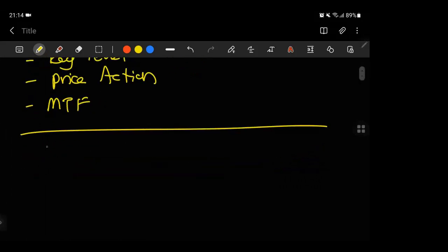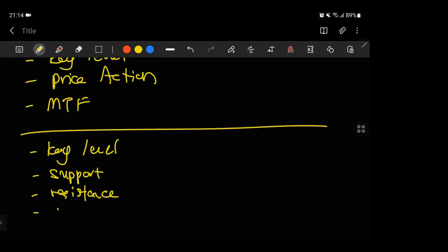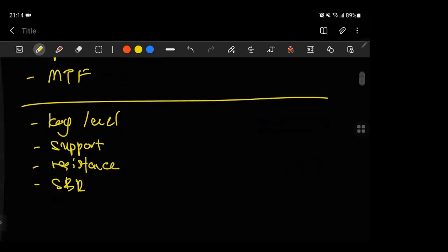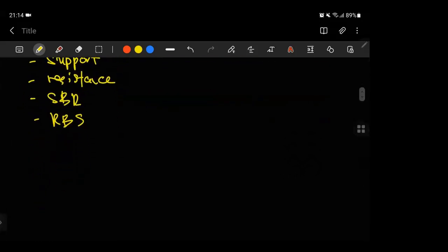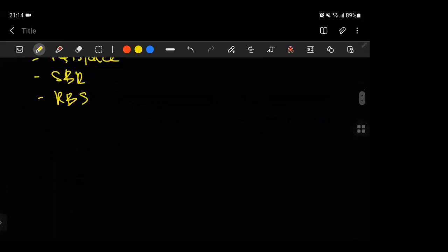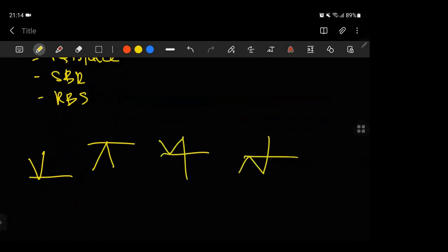So on the key level, we have 4, that is support, resistance, SBR, which is support become resistant, and RBS. Untuk key level kita ada 4, support, resistant, support become resistant, resistant become support. So this is the support, this is the resistant, this is support become resistant, and resistant become support.